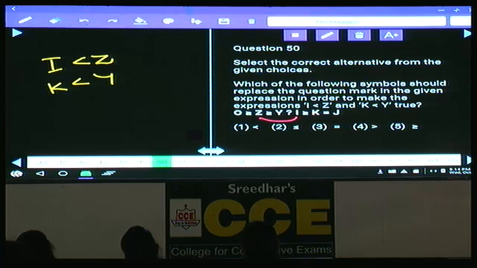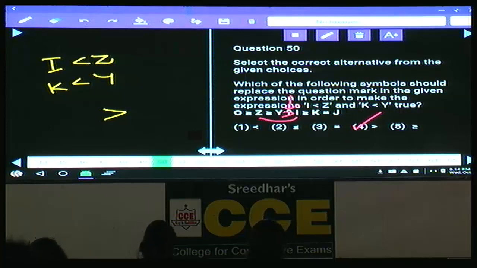Greater than or equals to is there. As greater than or equals to is there, tell me which symbol should be replaced here? Only greater than should be there. Then only Z greater than I will be there, I lesser than Z will be there. Hence only greater than, that is choice 4. No need to check out the second one. And K lesser than Y means Y greater than K. Hence if you have greater than, then both the conclusions will be true.